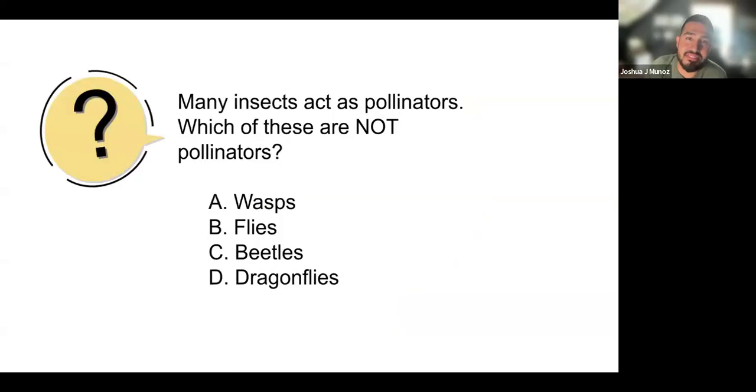Pollinators. Many insects act as pollinators. Which of these are not pollinators? A, wasp, B, flies, C, beetles, D, dragonflies.